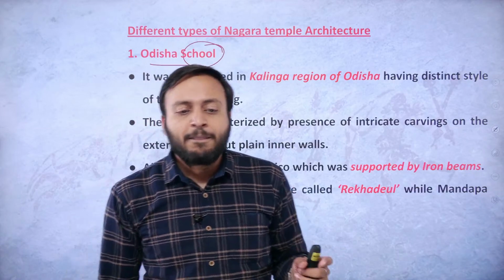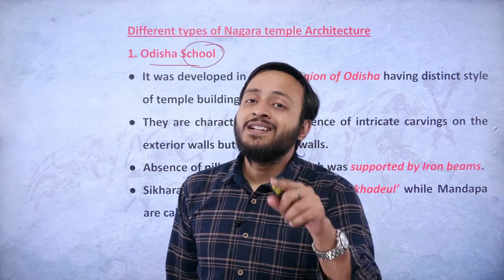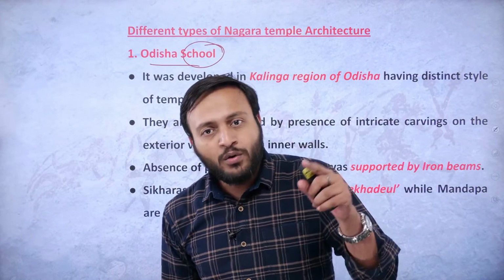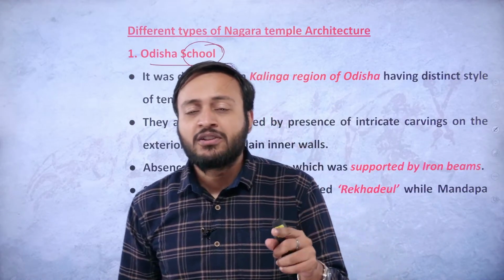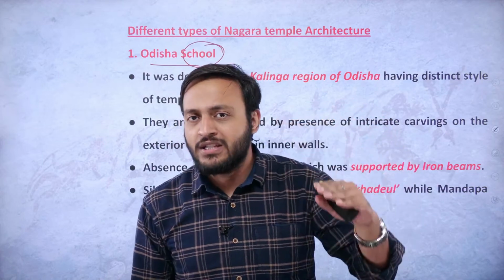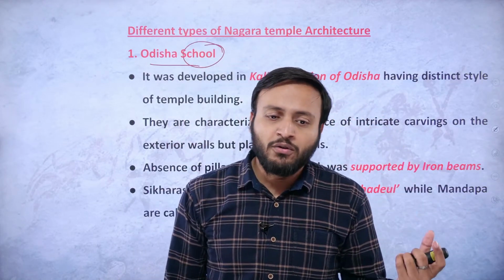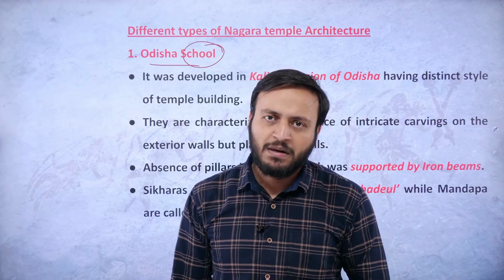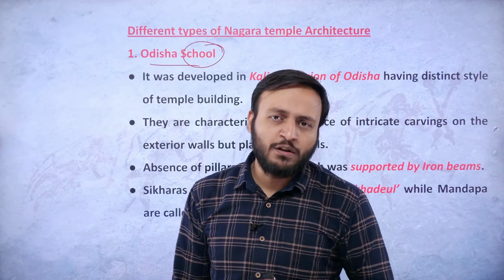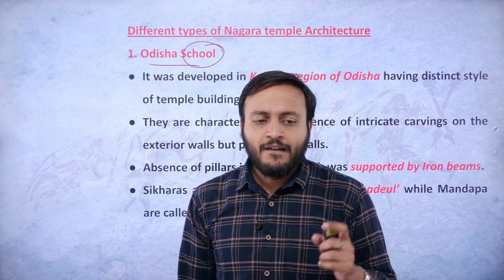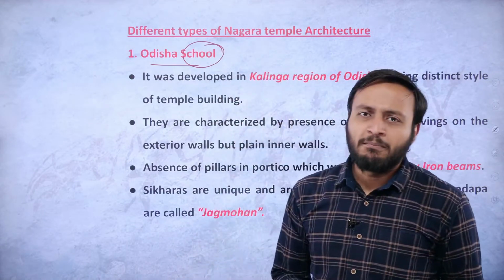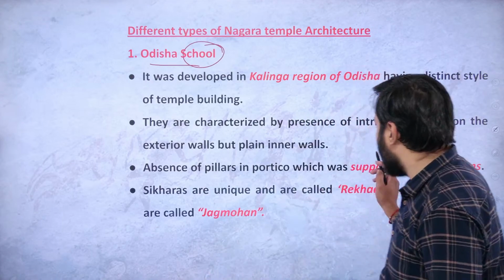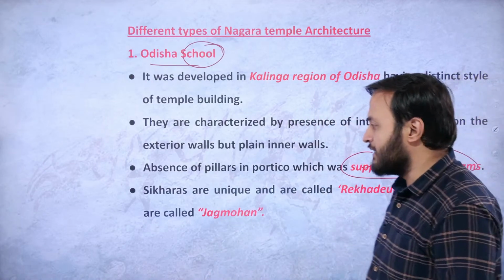Okay. Similarly, in the Kalinga style, my dear friends, you will not see the excessive presence of pillars. The Odisha style of Nagar architecture used iron flanges. Therefore, the number of pillars used here is very less as compared to other styles of temple architecture. That is the special feature of Odisha style of temple architecture. Now, if there are no pillars, then how is the roof of the temple supported? Roofs are supported with the help of iron beams.